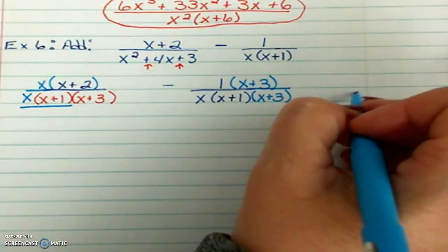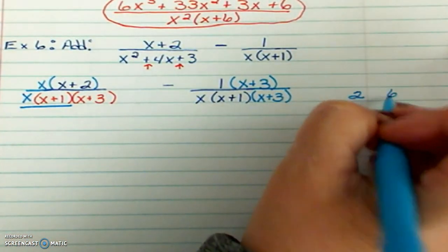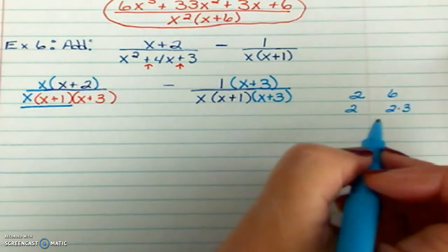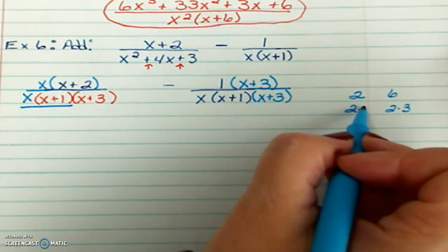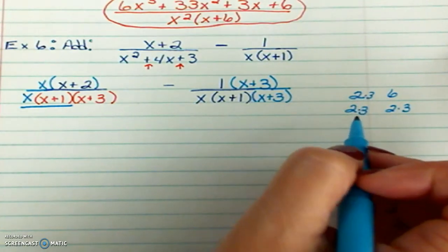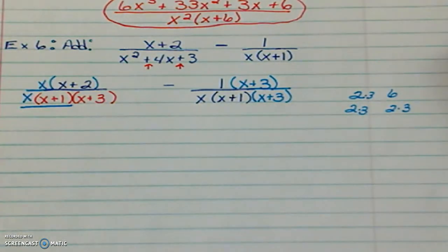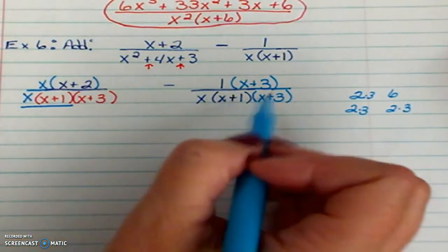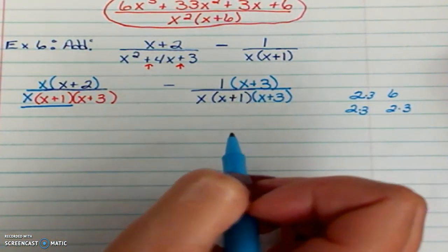It's almost like your common denominator being 2 and 6. This is 2, this is 2 times 3. So you only have to multiply the first one times a factor of 3. And that's all you have to do. So it's similar to that process. This one, we just had to multiply by x. This one was missing the factor of x plus 3.